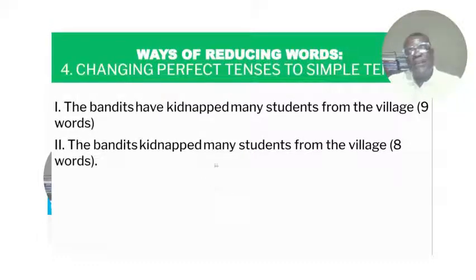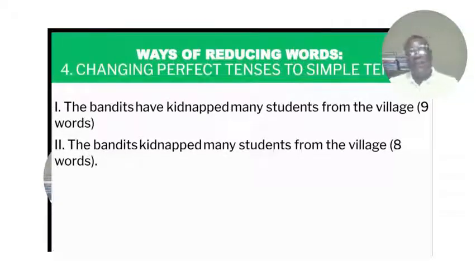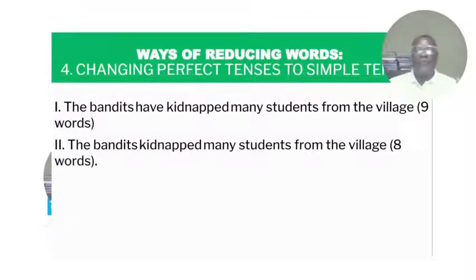That is 8 words. Now, if we remove the modifier, don't forget summarizing is about eliminating irrelevant words, and then we pick only the main words. So we can then reduce it further to 7 words. Okay, the bandits kidnapped students from the village.